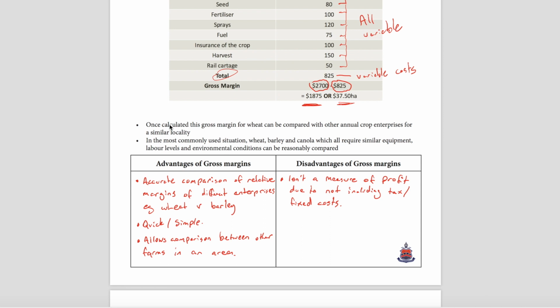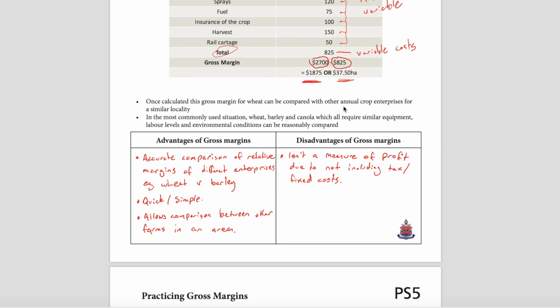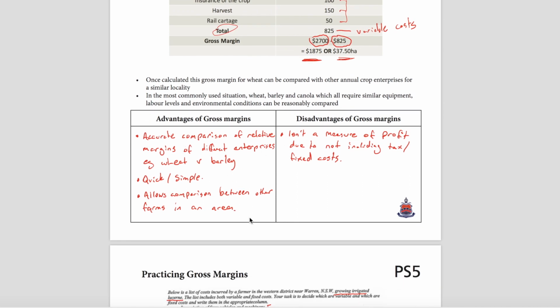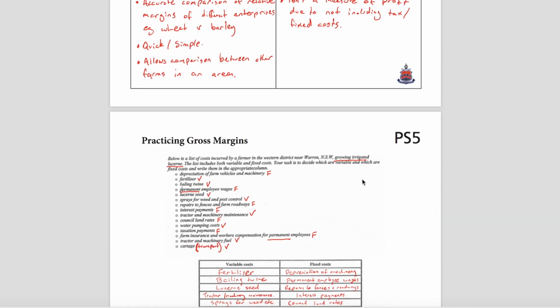So once you've calculated a gross margin, you can compare it to other crops such as barley, as mentioned, and then you can also compare it to other farms in the area and see if it's costing them more or less, if they're getting a better gross margin per hectare. And so advantages here of gross margins are it's an accurate comparison of different enterprises such as wheat and barley. It's quick and simple and allows comparisons between other farms in the area. However, disadvantages are it isn't a measure of profit because it doesn't include tax and fixed costs.